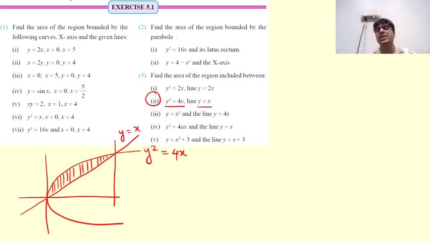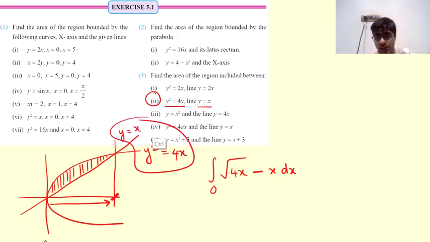Like the previous sum, we can calculate that area by integration from 0 up to the x coordinate of the point of intersection, that is 0 up to this point. It will be area under the parabola minus area under the line. So for the parabola, y is going to be root over 4x, minus, we will subtract the area under the line for which y is equal to x. So minus x dx.